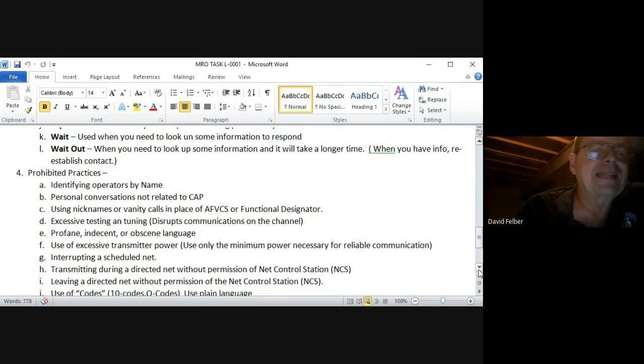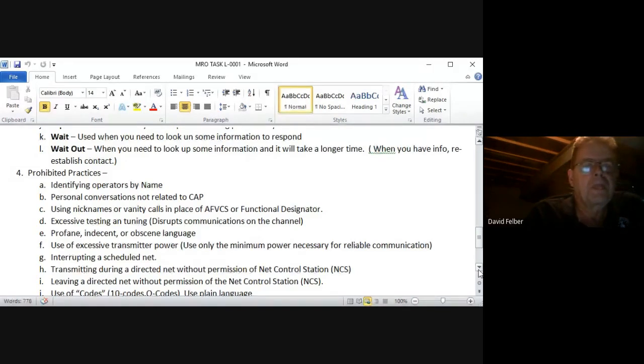But excessive testing or tuning is prohibited. No profane, indecent or obscene language. Use of excessive transmitter power: we usually don't have a choice in that anymore. The MICOMs run 100 watts.